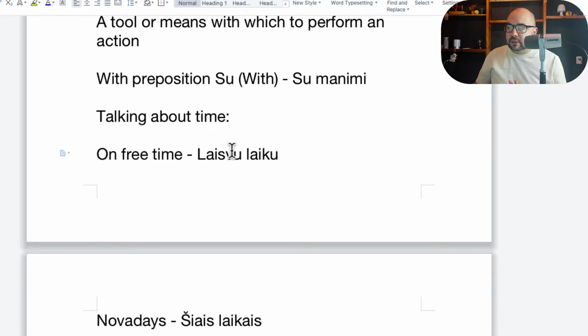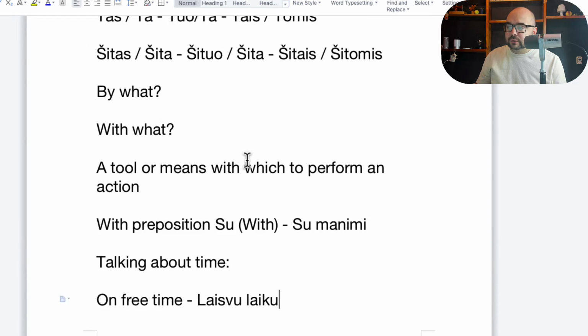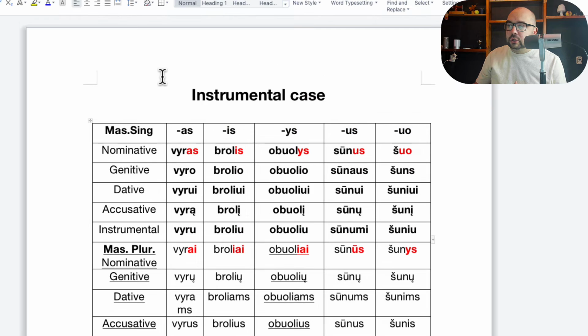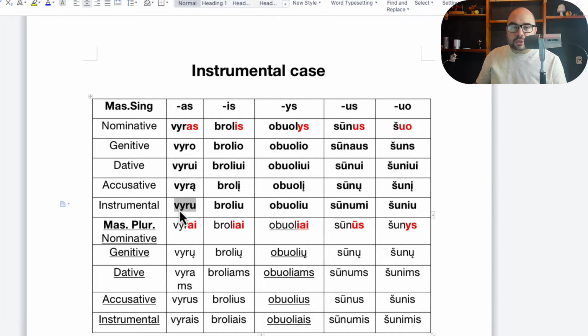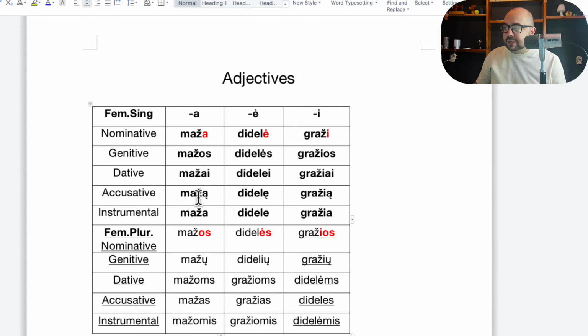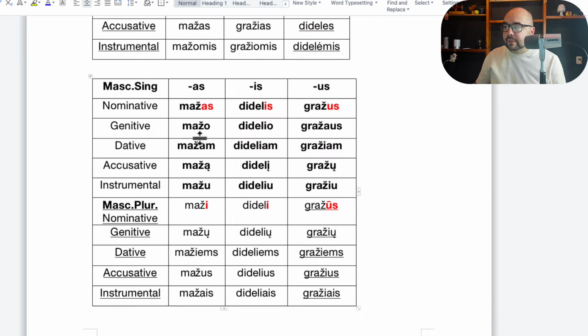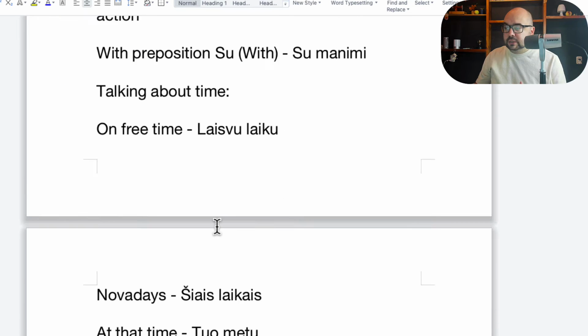Both of these are basically just free, laisvas, laisvu, and it's an adjective, and laiku, laikas. Let's look at the endings, right? Laiku, laikas, s ending, vyru, laiku, right? And let's look at the adjective. We need masculine, laisvas, instrumental mažu, like small one, with a small one, and with a free one, laisvu. Okay, that's what we're using over here.